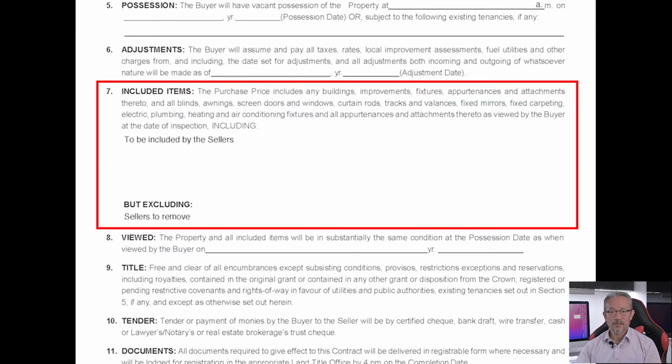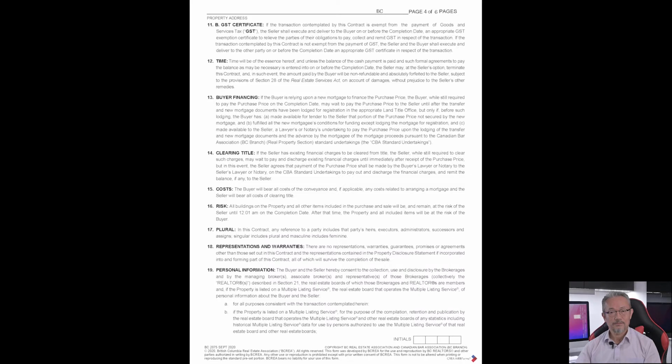In clause 7, the list of items that the sellers will include in the purchase price, such as appliances, window covering, and so on. Therefore, it is important that the buyer understand what is included and not included prior to making the purchase. On page 4, it discusses GST application, time, financing, clearing the title, and so on. Please review with your realtor to understand these clauses.